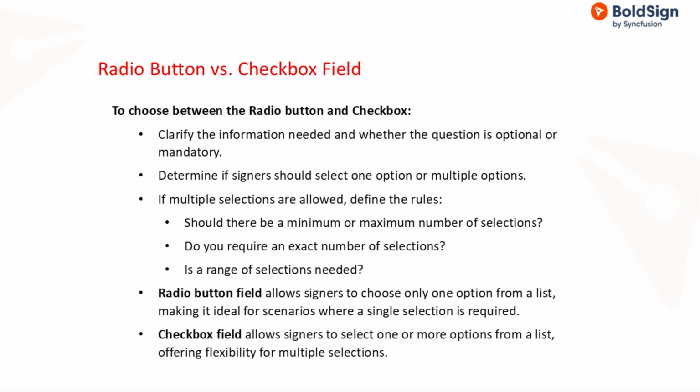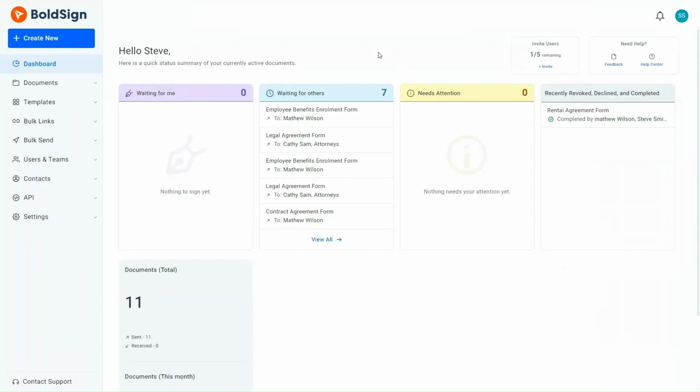A radio button field allows signers to choose only one option from a list of choices, making it ideal for scenarios where only one option is needed. In contrast, a checkbox allows signers to select one or more options from a list, providing flexibility for multiple selections. Let me create a signature request and demonstrate the differences and how to use these fields in BoldSign.